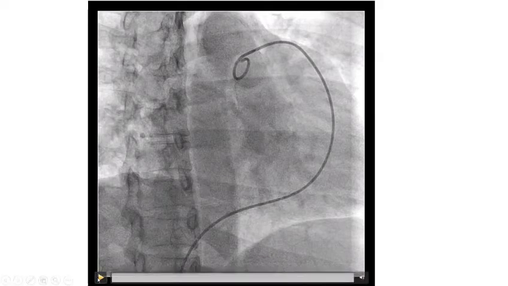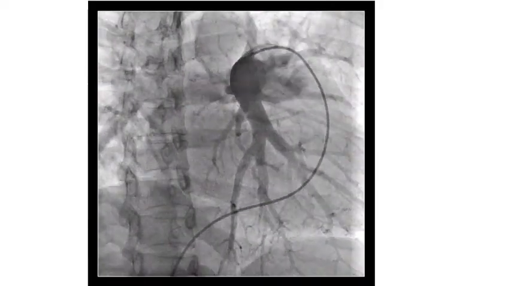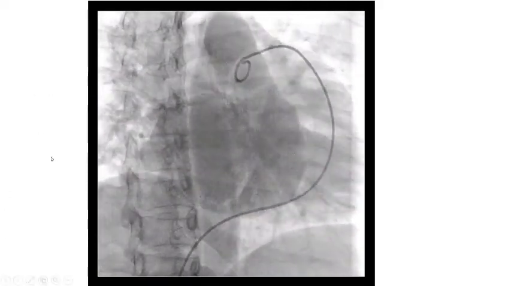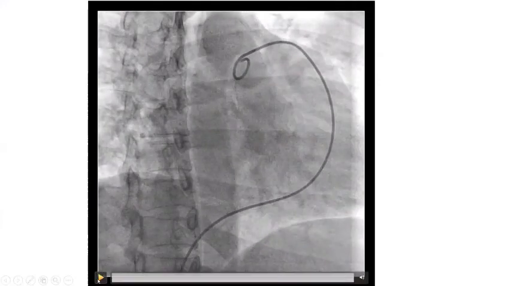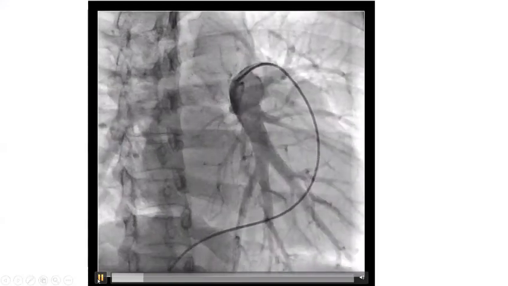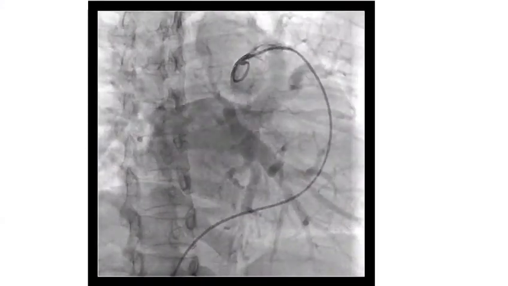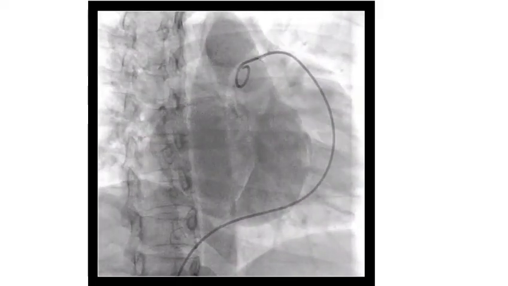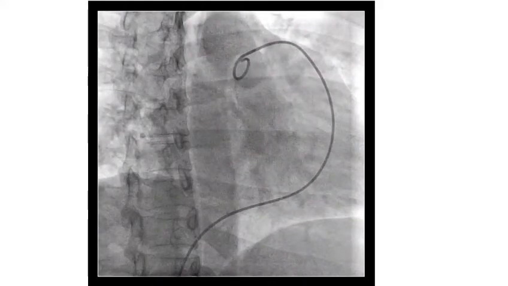And what do you see there? Sir, there is a pigtail through the right femoral artery to the descending aorta. From IVC, sir. IVC to RA to RV to pulmonary artery, sir. Yes, it is a pulmonary artery injection. And then you are looking at the levophase of the cardiac cycle. Yes, sir, levophase of the cardiac cycle.